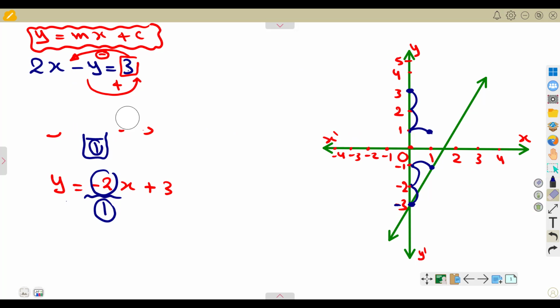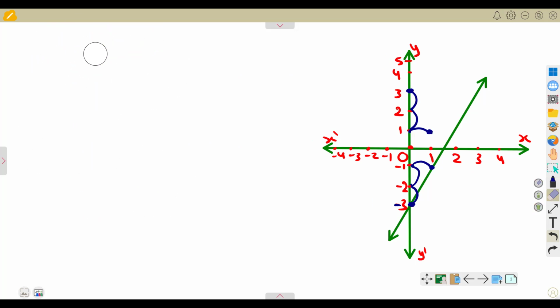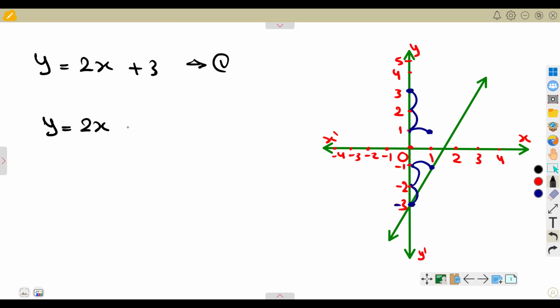What about if they are perpendicular? Example: y equals 2x plus 3, this is line 1, and y equals 2x minus 2, this is line number 2.